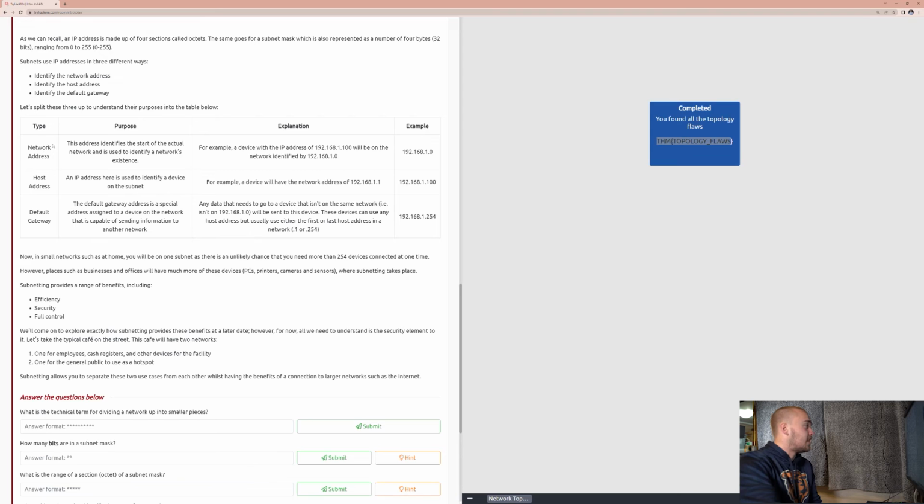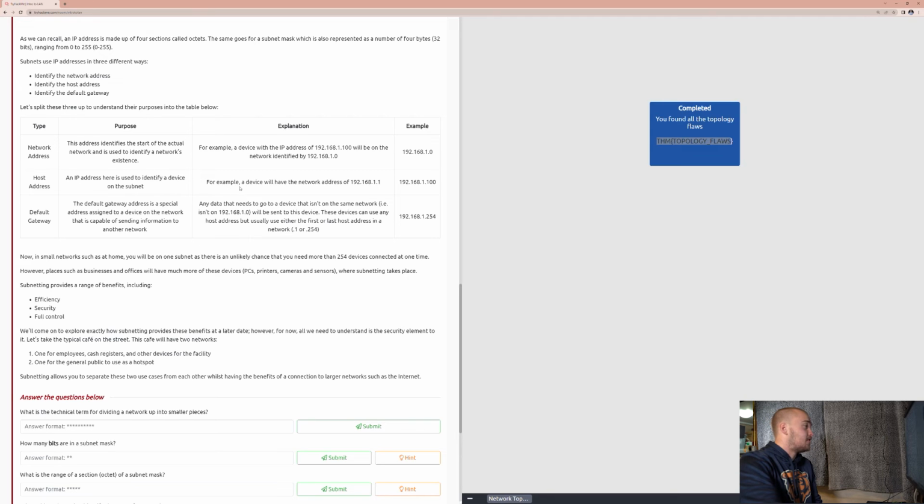So first we've got a network address. The purpose of this is to identify the start of the actual network, and it's used to identify a network's existence. For example, a device with the IP address of 192.168.1.100 will be on the network identified as 192.168.1.0.